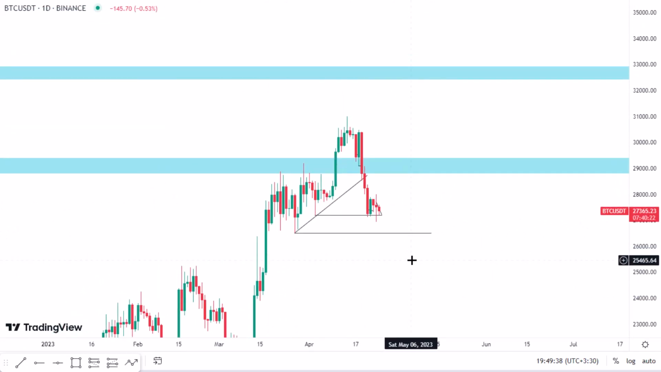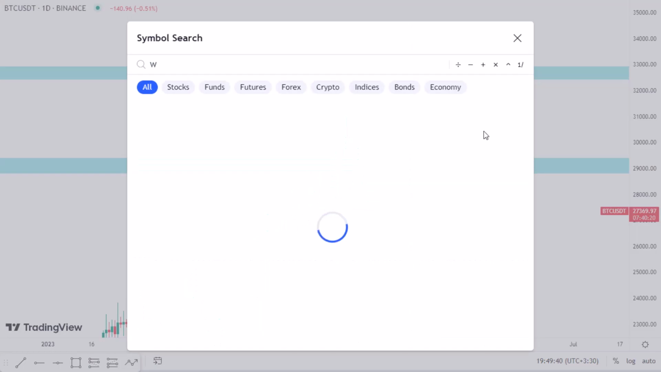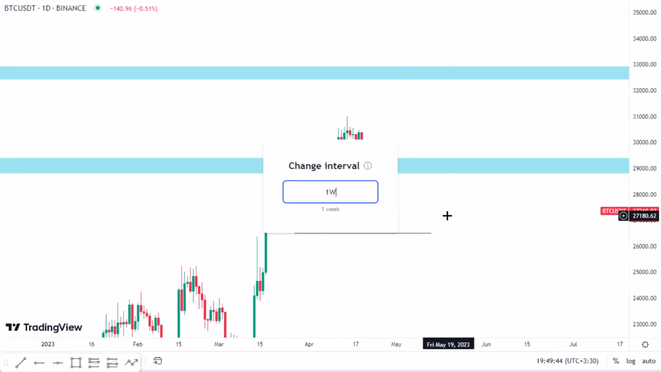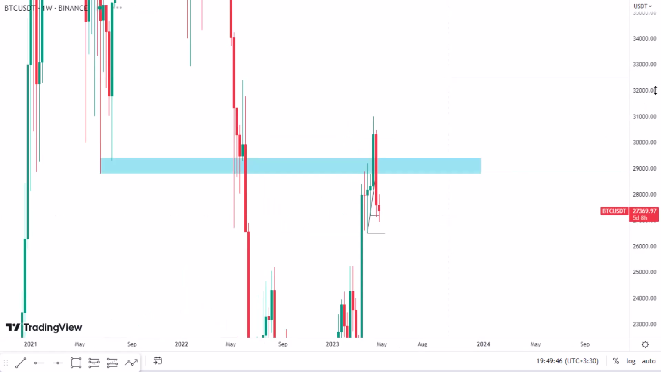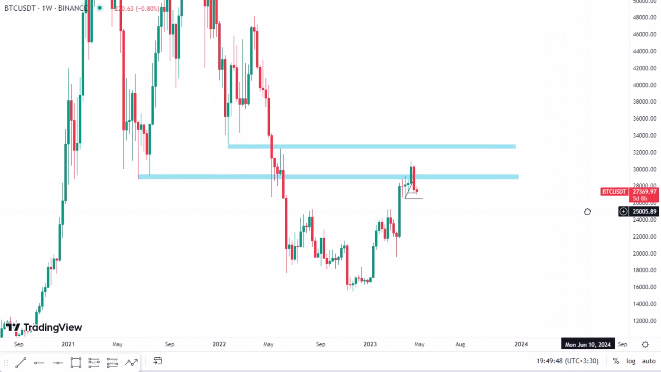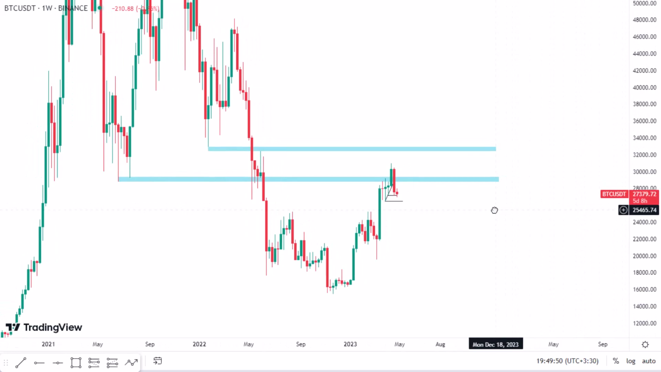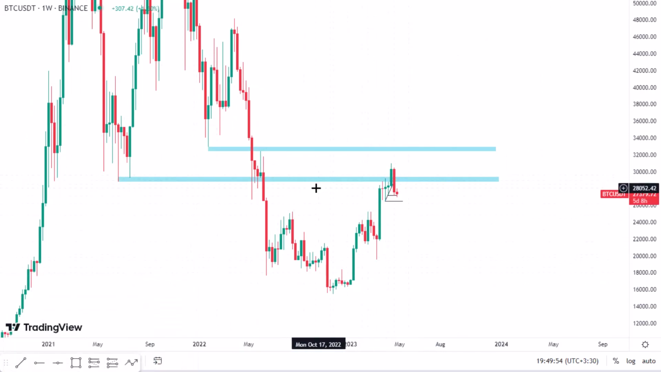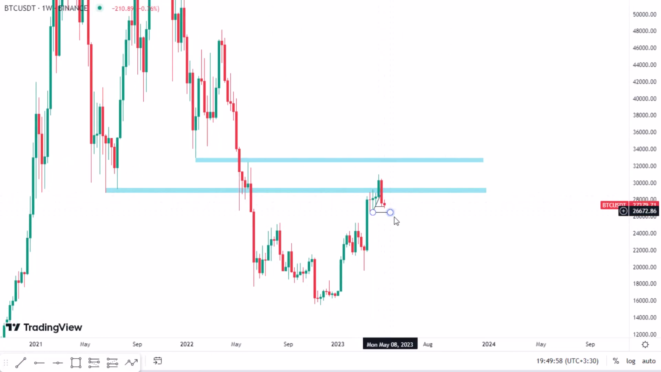Let's check the weekly time frame. Where did I go? 1 week. The point is, on the weekly time frame, we had this resistance for the price, and this nice engulfing candle. Right now we can risk for long-term positions.